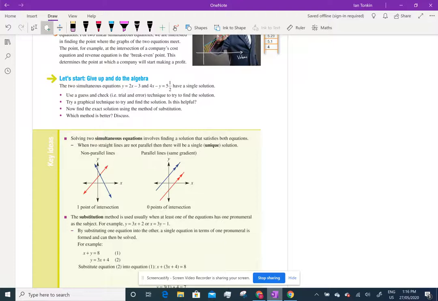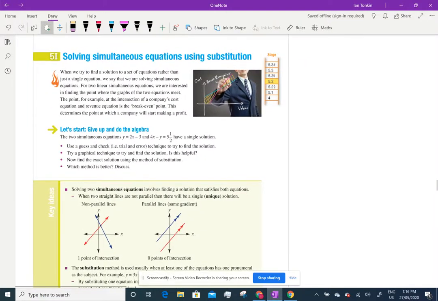Okay, Year 10. We're now going to look at solving simultaneous equations using substitution. Now, in the textbook, they do substitution first. For linear equations, that is not my preferred method. I prefer elimination. However, sometimes substitution lends itself to an easier approach.